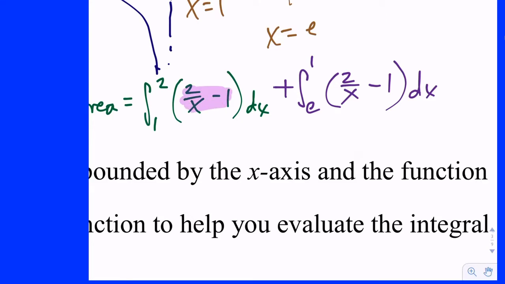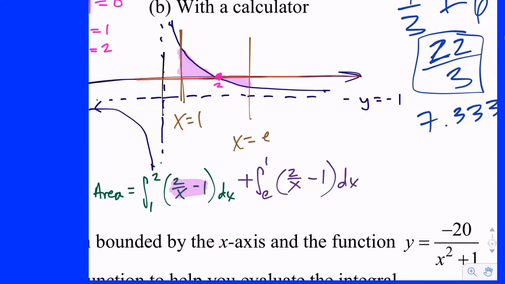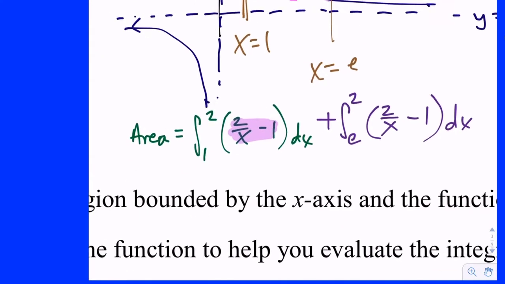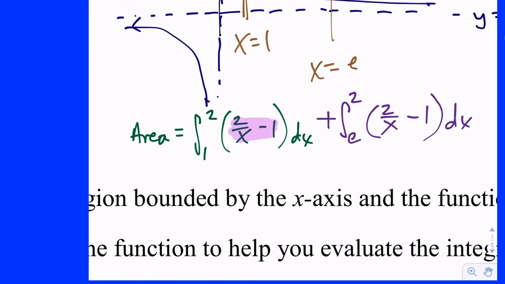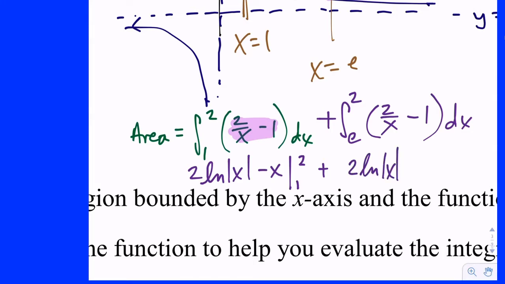2 over x, what's its antiderivative? I rewrote it and I didn't have my numbers right. Thank you. e to 2, not 2 to e. Nice job. All right, 2 over x becomes natural log of the absolute value of x with a 2 going along for the ride, minus x. Do we need our plus c? No. Plus, it's going to be the same antiderivative, 2 natural log absolute value of x minus x, but now we evaluate it from e to 2.